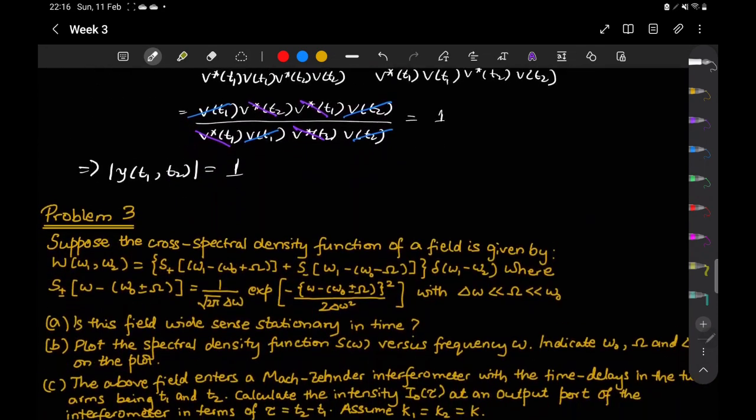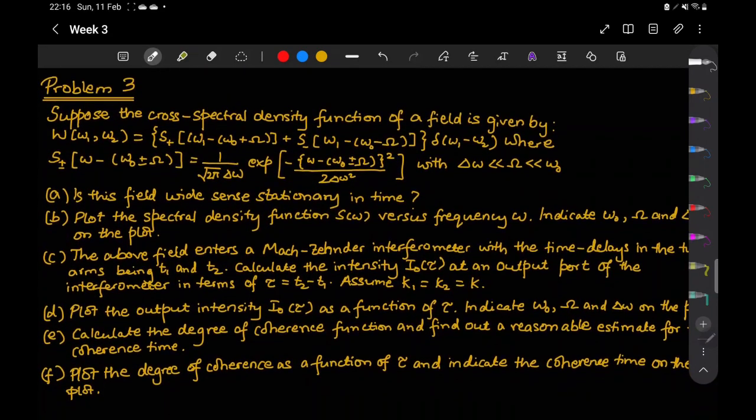Okay, so let us move to problem 3. There are 6 parts in this problem. Suppose the cross-spectral density function of a field is given by the following expression W(omega 1, omega 2), and it comprises a delta function and two spectral functions, where S plus/minus is also given by a kind of Gaussian spectrum, with the condition that delta omega is less than omega which is less than omega naught.